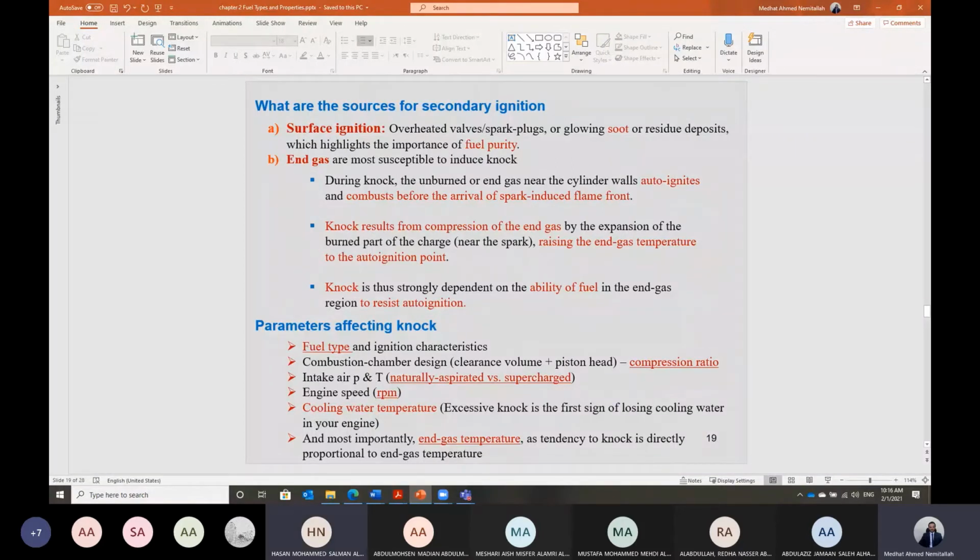Yes, clear. Doctor, how does the fuel resist the self-ignition? So usually any given fuel has a self-ignition temperature. When you subject it to high pressure, its temperature will be raised. Then at a given temperature, this is one of the properties of the fuel.